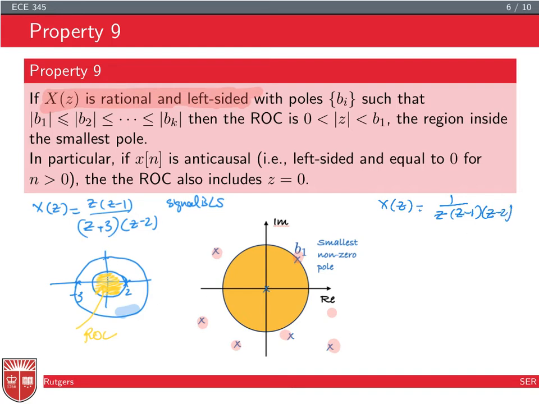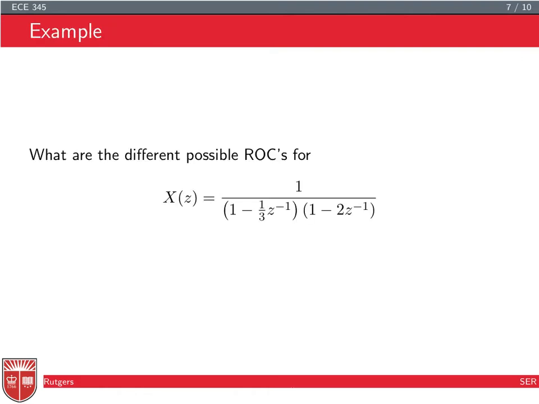Then here you can see that you have 3 poles, one at 0, one at 1, and one at 2. So the pole of the smallest magnitude is 0, but you don't count it. So that's what property 9 is saying. So you pick the pole with the smallest non-zero magnitude. And since the signal is left-sided, it's going to be the interior of this circle.